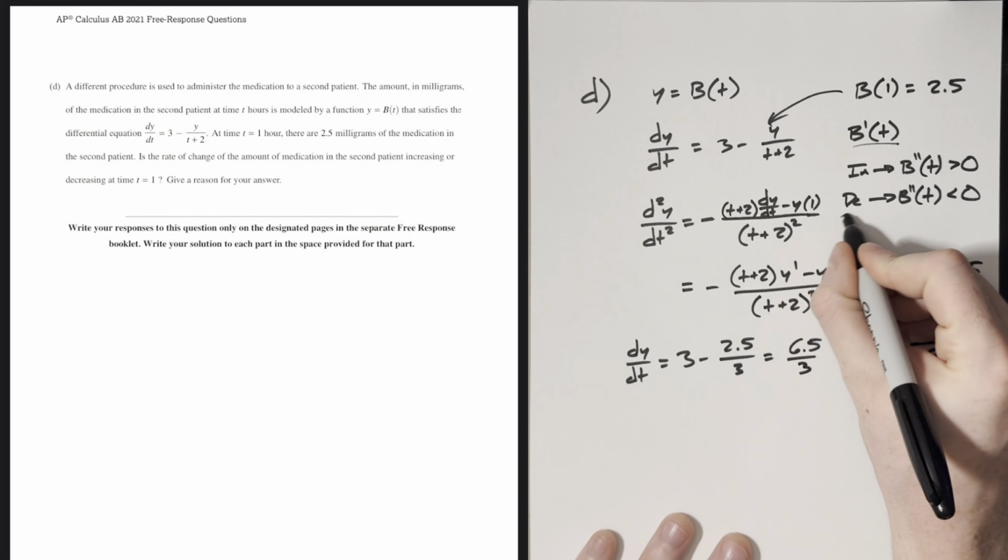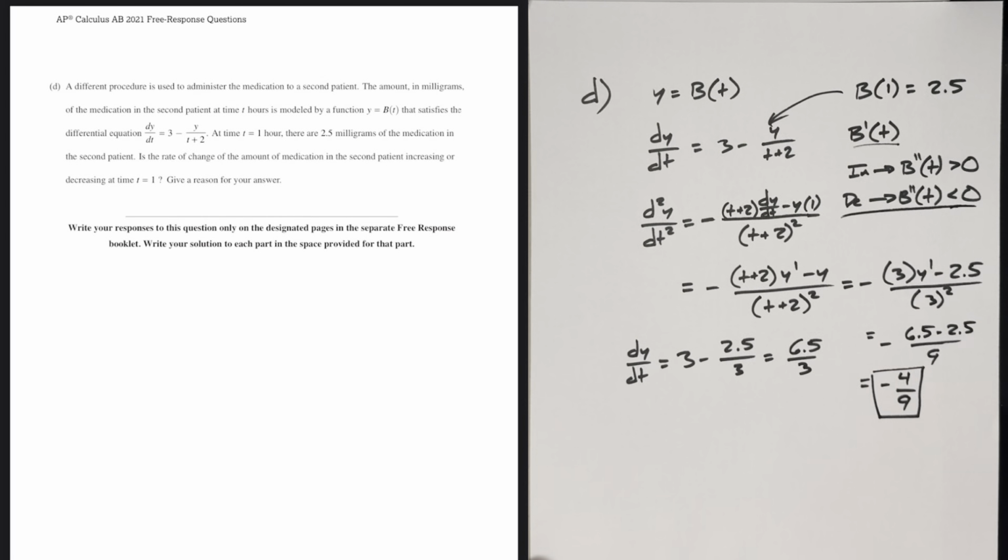And because my second derivative is less than 0, the rate of change of the amount of medication being pumped into the patient is going to be decreasing, because our second derivative is negative. It's less than 0. And that would be our final answer for part D.